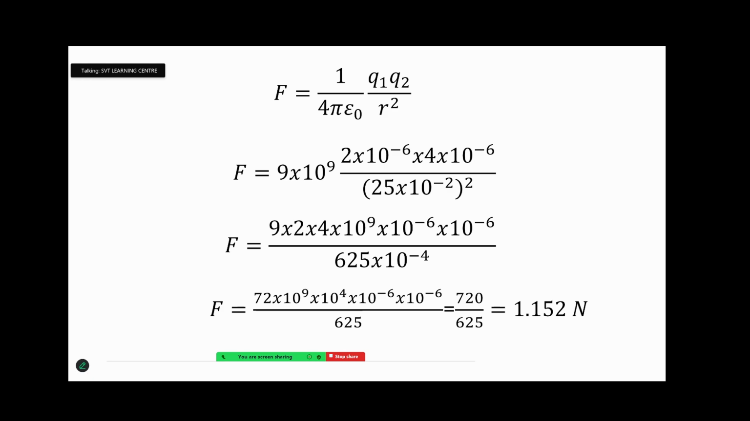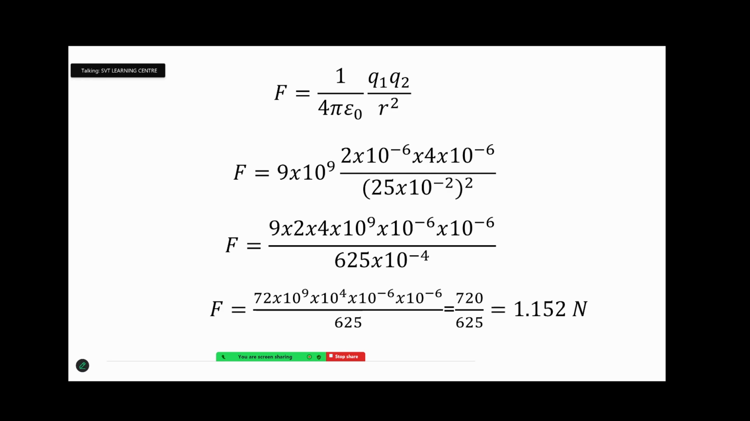The value of 1 by 4 pi epsilon naught, I had told you during the theory session, is going to be 9 into 10 raised to 9, and in all subsequent exercises that we are going to do today, we are going to use this value. The microcoulomb is converted to coulomb by writing it as into 10 raised to minus 6. The distance in centimeter is converted to meter by multiplying it by 10 raised to minus 2. Key in the value and you get the answer as 1.152. You can try this example on your own by pausing the video.